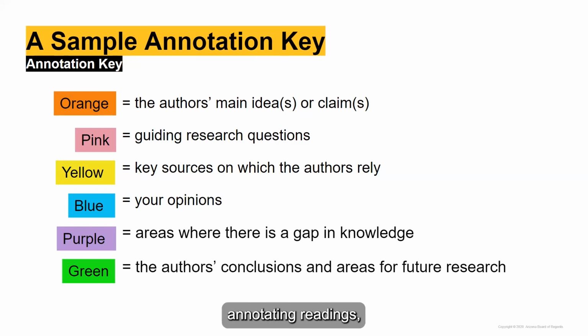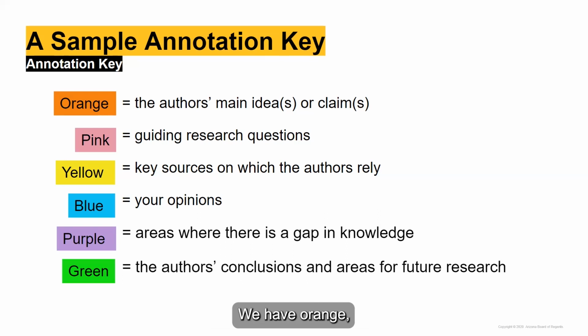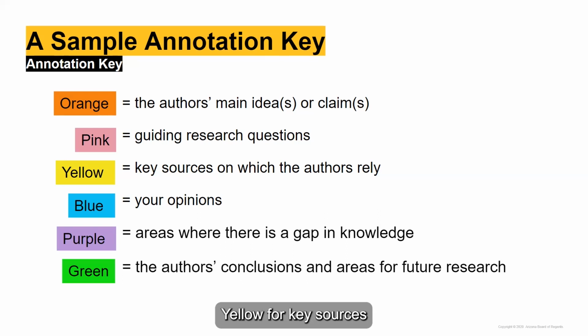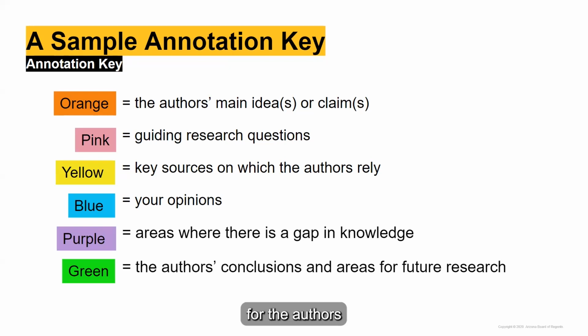When taking notes and annotating readings, you want to have a repeatable structure. You can use any color to mark any ideas that are important to your project. Here you can see our sample annotation key. We have orange, meaning the author's main idea or claim, pink for guiding research questions, yellow for key sources on which the authors rely, blue for our own opinions as a reader, purple for areas where there is a gap in knowledge, and green for the author's conclusions and areas for future research.